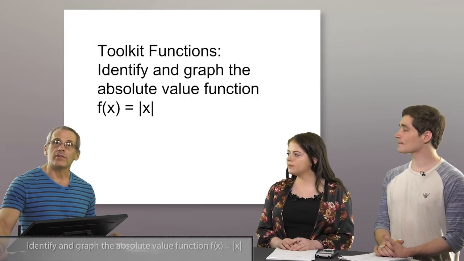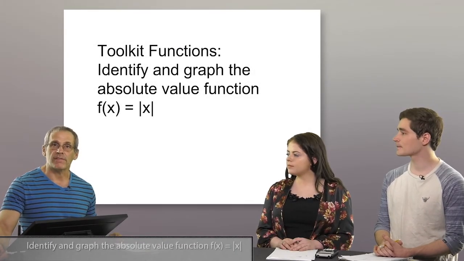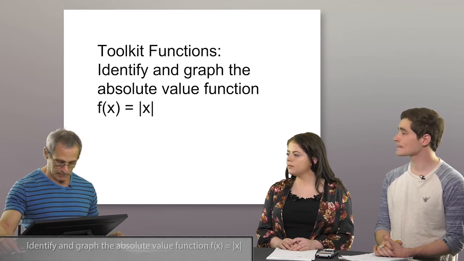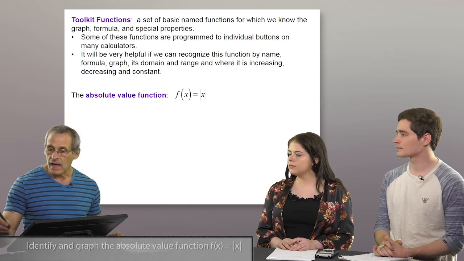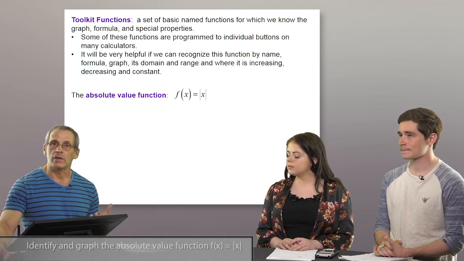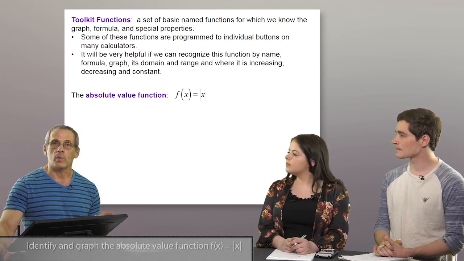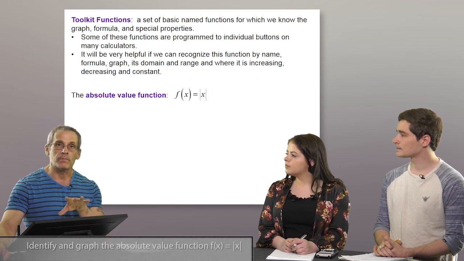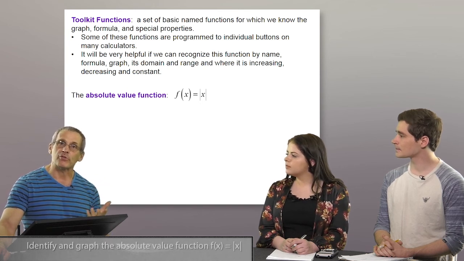We're going to identify and graph the absolute value function, f of x equals the absolute value of x. Now, f of x equals the absolute value of x is one of our toolkit functions, so we're going to have to become familiar with it. We're going to have to know its formula, its name, its graph and some special properties.